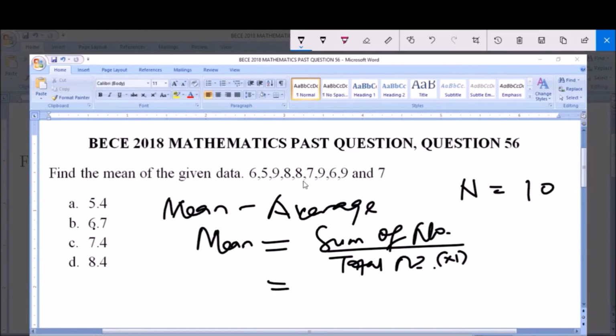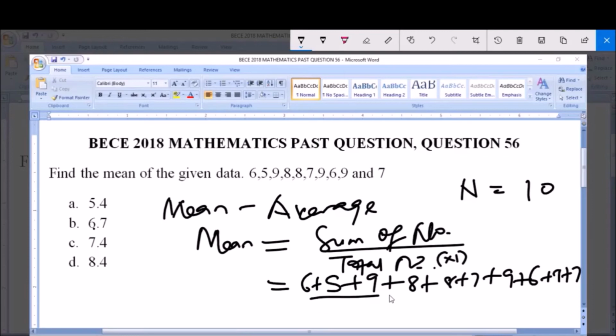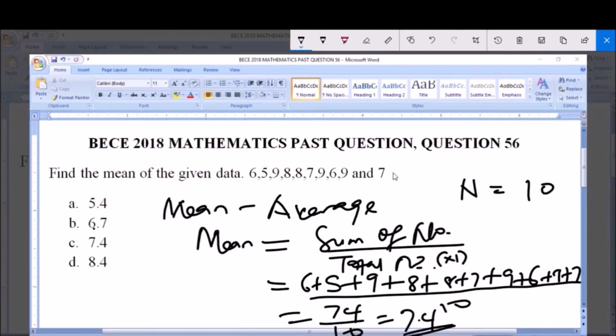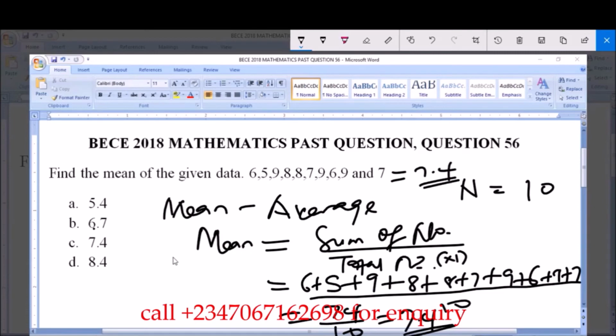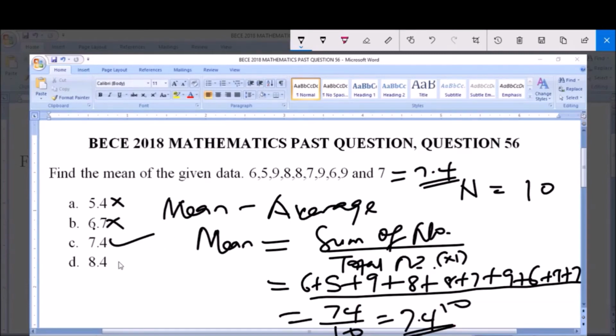So the mean is equal to the sum of all these numbers, that is 6 plus 5 plus 9 plus 8 plus 8 plus 7 plus 9 plus 6 plus 9 plus 7, everything all over 10. Now when you sum up these numbers, it will give you 74 all over 10. Now 74 divided by 10 is equal to 7.4. So therefore the mean of these numbers is equal to 7.4. Now from the options, option A says 5.4, which is wrong, B says 6.7, which is wrong, D says 8.4, which is wrong, and C says 7.4, which is correct. So the answer to this question is C, 7.4.